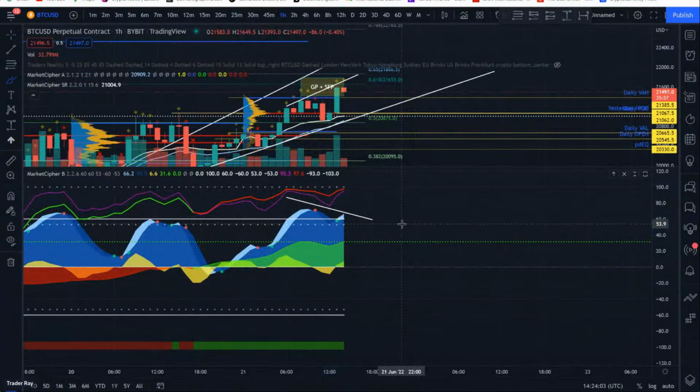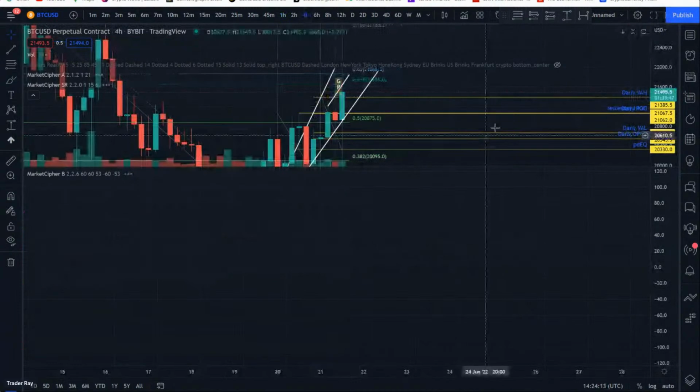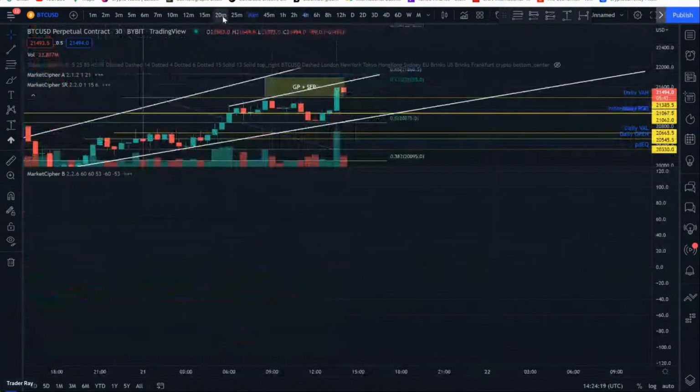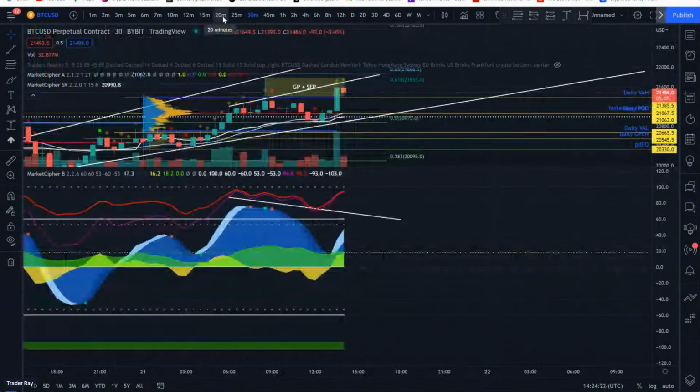Matter of fact, if you would only give me this time frame and you would say, Ray, choose, are we going higher or lower? Then, of course, I need to say higher. But these other time frames, I don't know, man. They look wicky. 4 hours so far kind of looks okay. Let's do the 30 minutes. Let's just zoom this down a little bit.